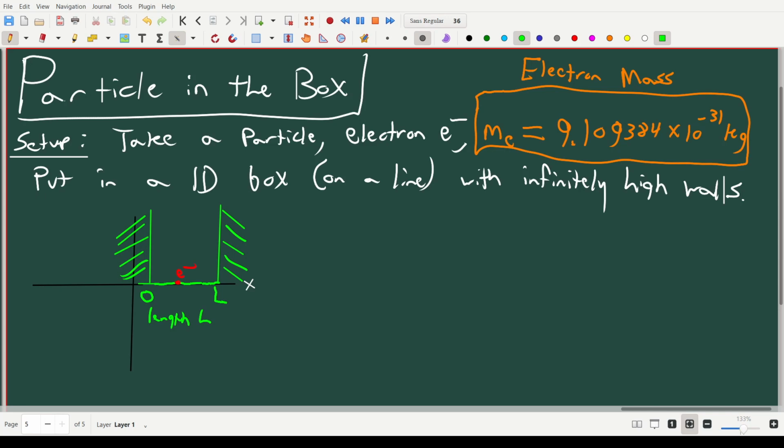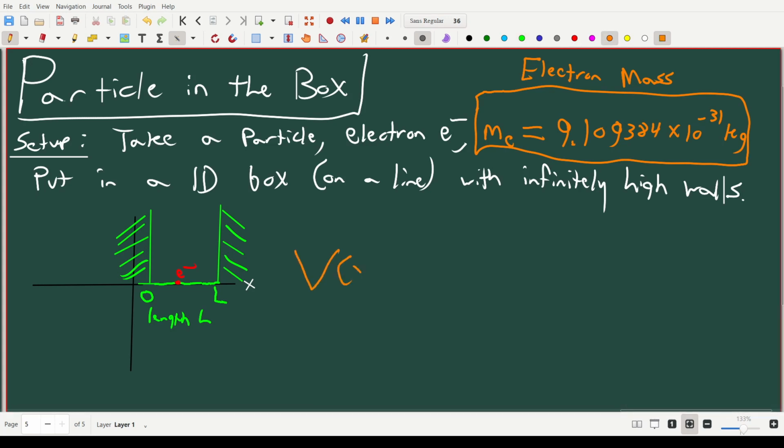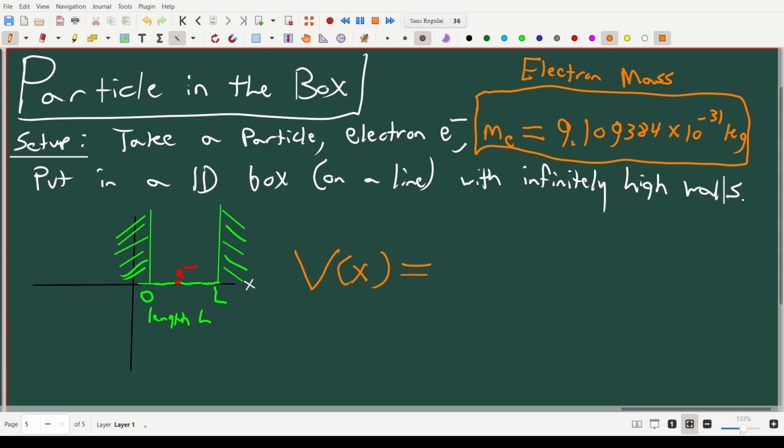Remember that the only thing I have to do is this: I already have an equation for the kinetic energy of this electron. I have to come up with the potential. What's the potential of this electron? Remember, the potential is a function of position. So we need to ask, what's the potential energy of the electron in the box versus outside of the box? What's the value of that potential? So we have a potential function V of x, and it has two values.